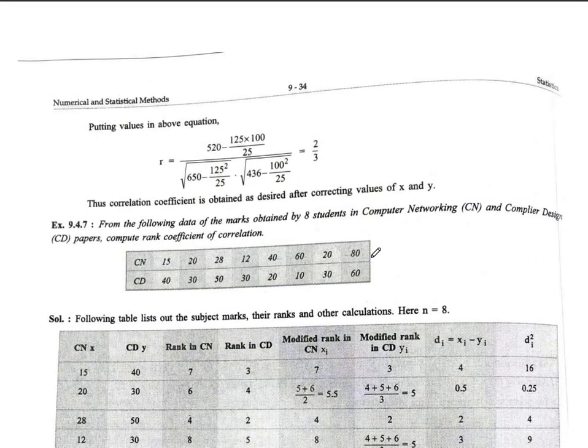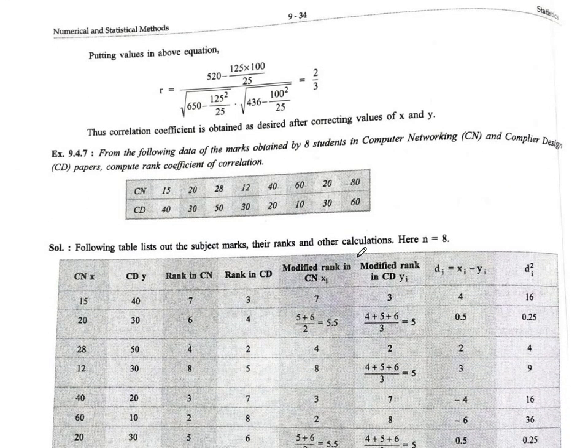Okay, so after that, we will discuss the next topic, that is the Spearman's rank correlation. Now this problem is based on the Spearman's rank correlation. So here we have to find out the rank.